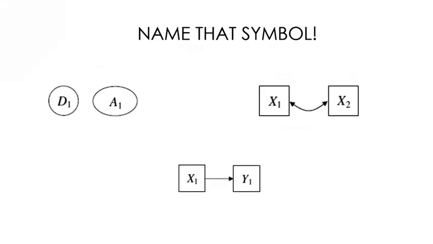As you look at this, you should be able to look at these and name that symbol. So you can see these two circles here. Those are going to be latent variables. The squares all here are going to be measured variables or manifest variables. This curved line is going to represent a correlation. So when you run your model, you'll have a value for this. And then this one here would be your path coefficient, which would be a regression coefficient.